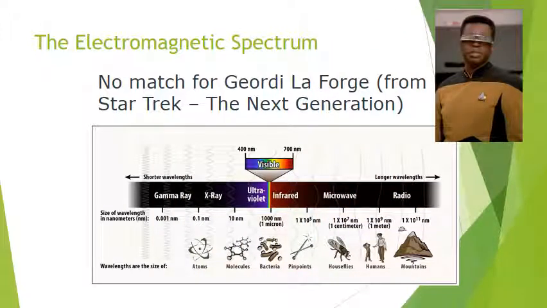So I did a little bit of research on Geordi. Geordi could actually see radio waves and microwaves. He could even see into the X-ray, at least according to the information I was able to dig up on Geordi. So he could see way, way more than just the narrow visible spectrum, which may seem great, I guess, but just think about if you were Geordi LaForge, what you would be seeing.